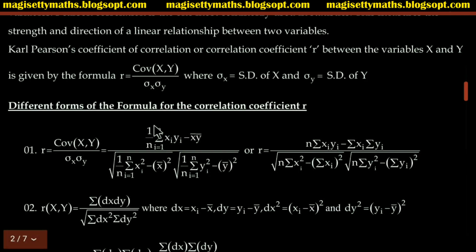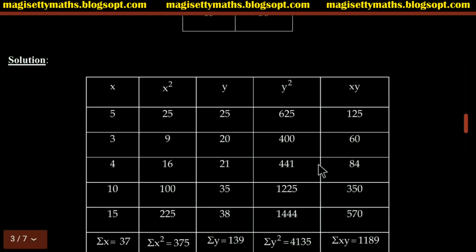We use this formula: R equals summation xi yi minus summation xi into summation yi, divided by square root of n into summation xi square minus summation xi whole square, into square root of n into summation yi square minus summation yi whole square. So we have to evaluate first summation xi yi, summation xi, summation yi, summation xi square, summation yi square. With the help of a table, we evaluate all these.